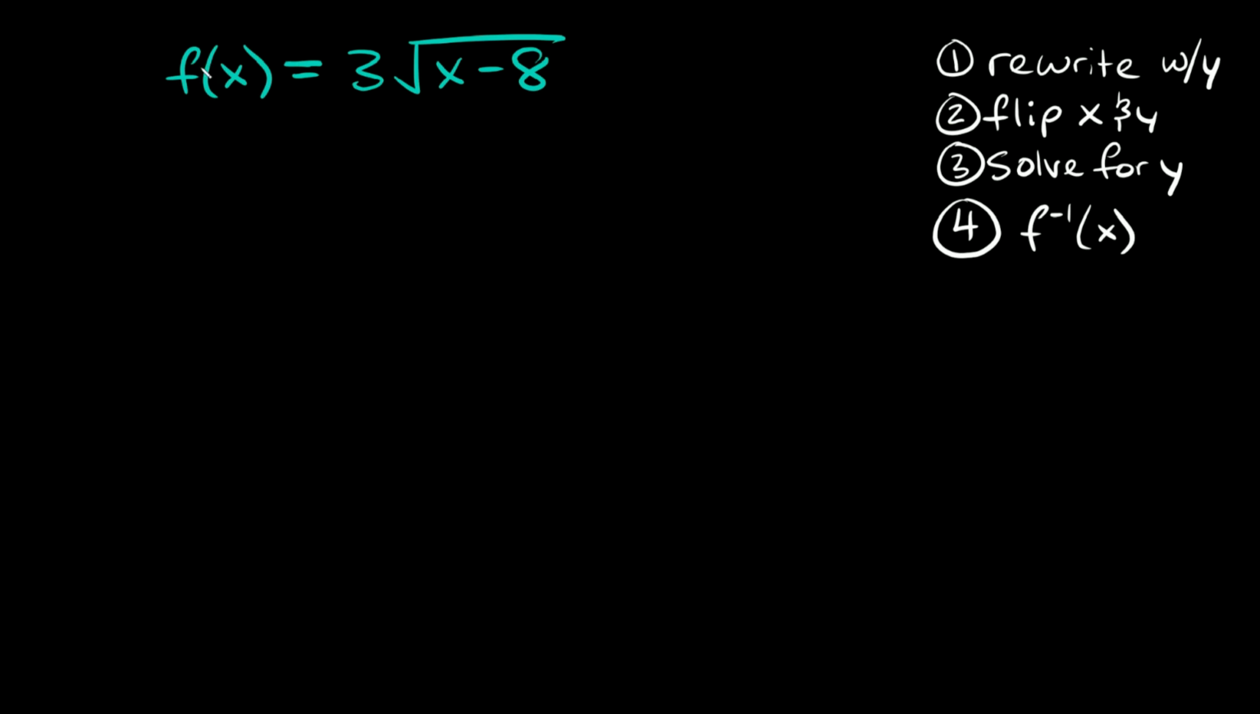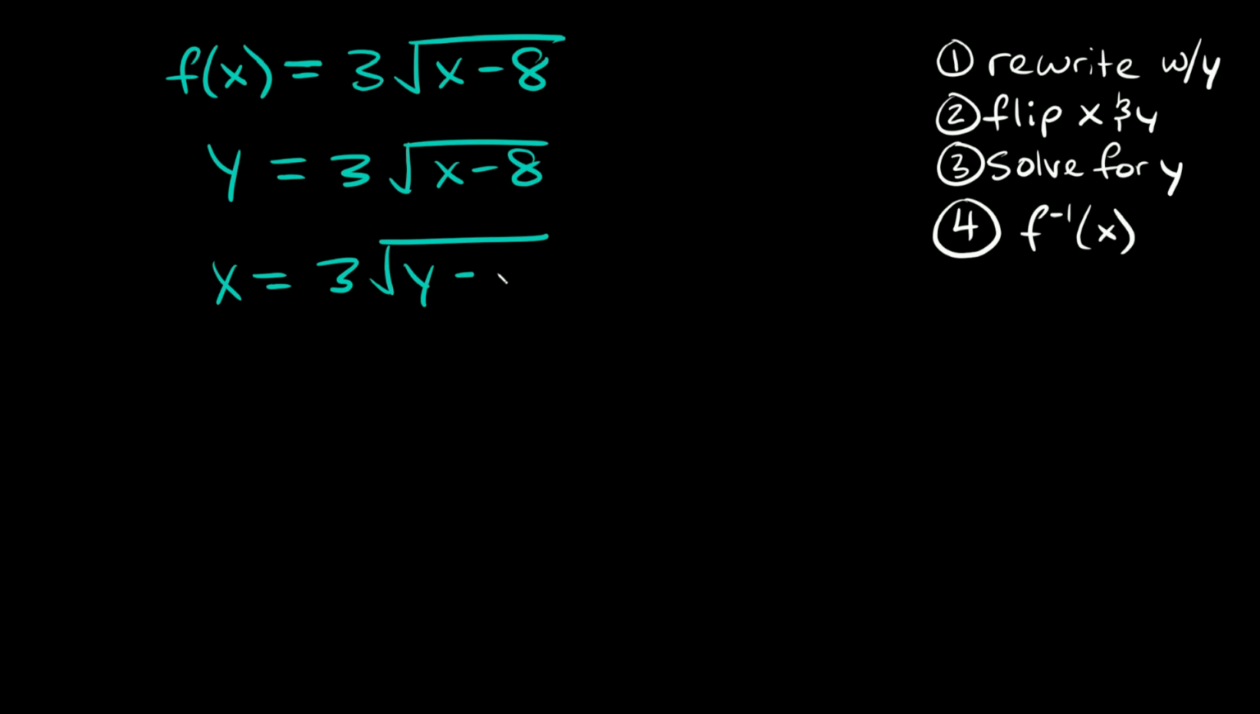All right, here's the last one we're going to do. f of x is equal to 3 times the square root of x minus 8. So this is going to be y is equal to 3 times the square root of x minus 8. Now let's flip the x and y, so x is equal to 3 times the square root of y minus 8. Now we're trying to solve for y. The first thing we can do is get rid of this 3 by dividing both sides by 3.